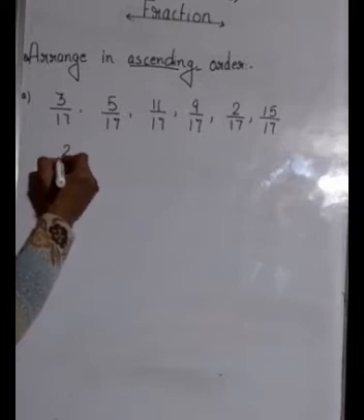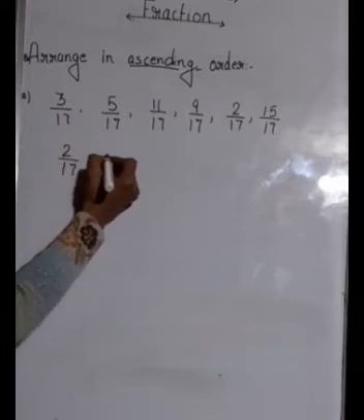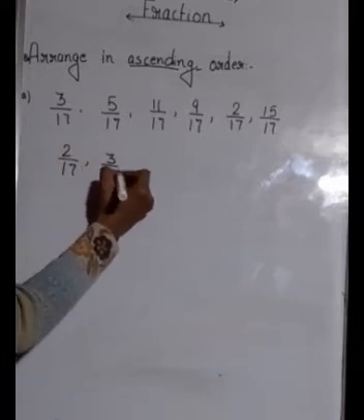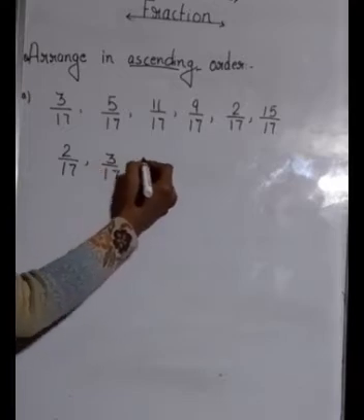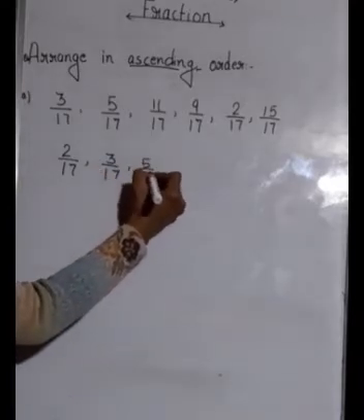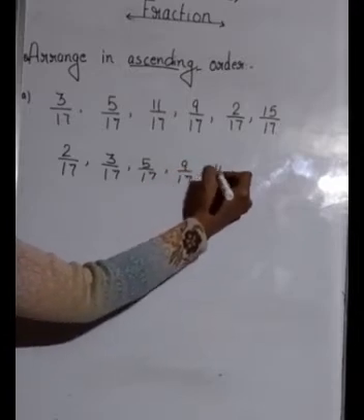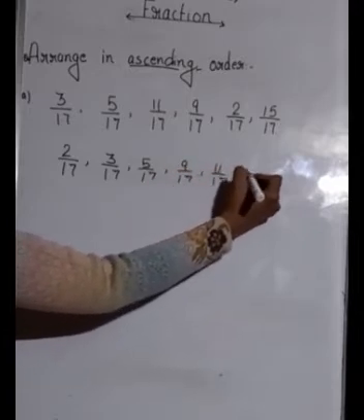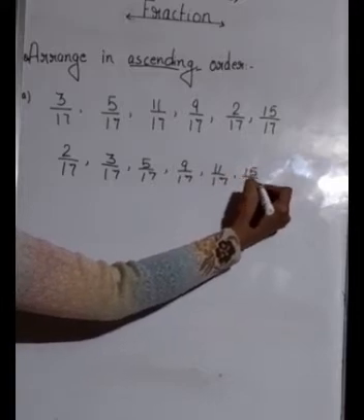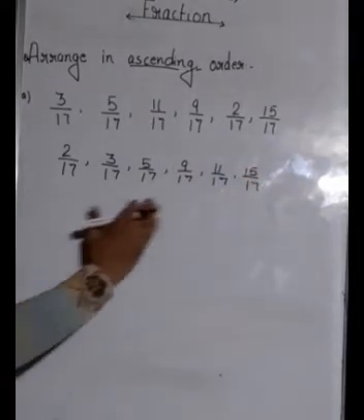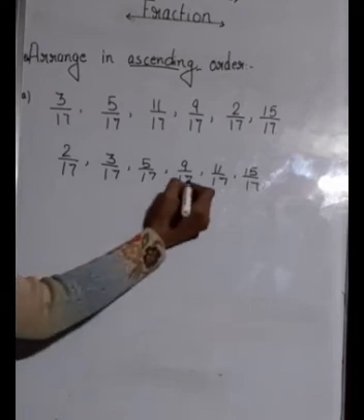So which is the smallest among them? It is 2. So your first will be 2 by 17, then it will be 3 by 17, then 5 by 17, then 9 by 17. Next is your 11 by 17 and the last one is your 15 by 17. Okay, so this is the way of arranging them in ascending order.